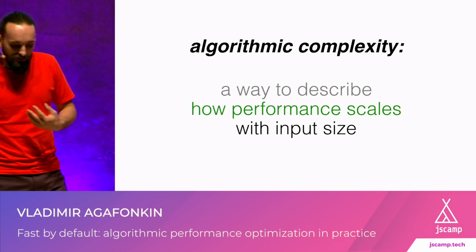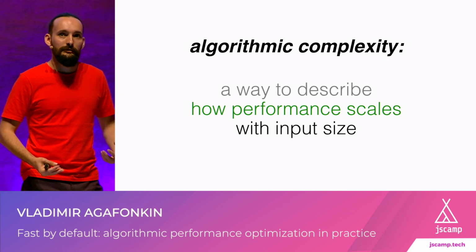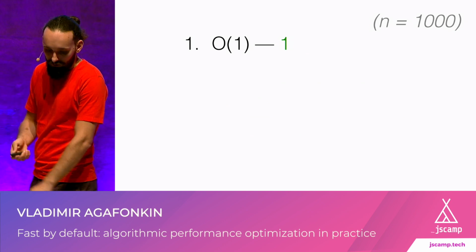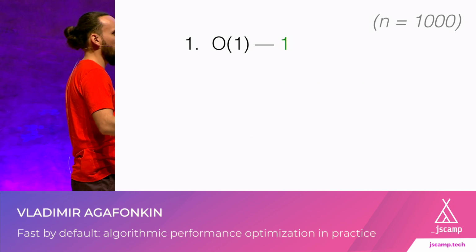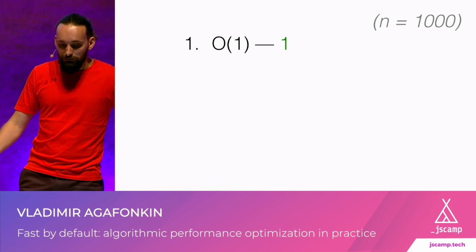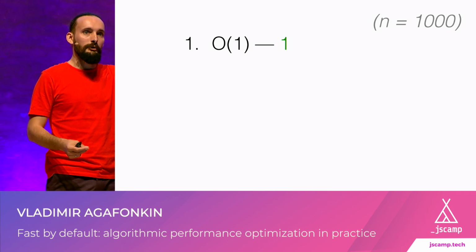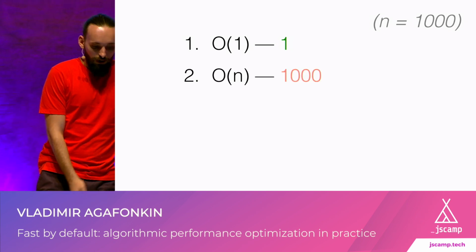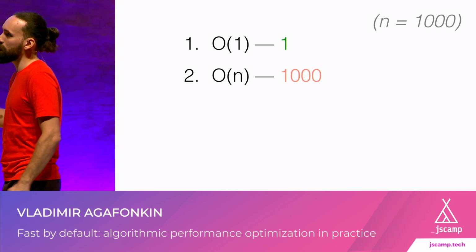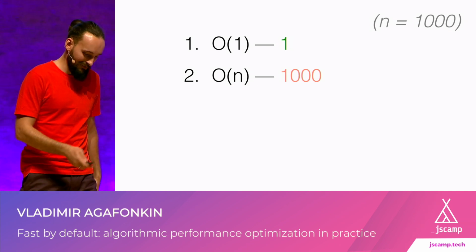Algorithmic complexity is a way to describe how performance scales with input size, which is critical for understanding why code is slow and how to make it faster. So we have O(1), which is a constant operation. Constant complexity means that no matter how many items we have, we'll just need one operation to do this. O(n), or linear complexity: for 1,000 items, we will need approximately 1,000 operations, which is much worse, of course.